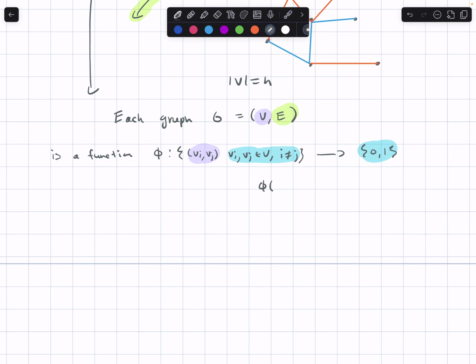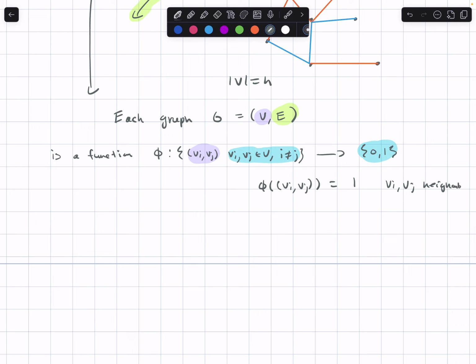And the idea is that phi of (V sub I, V sub J) is going to be 1 if VI and VJ are neighbors, so if they're connected to one another by an edge.